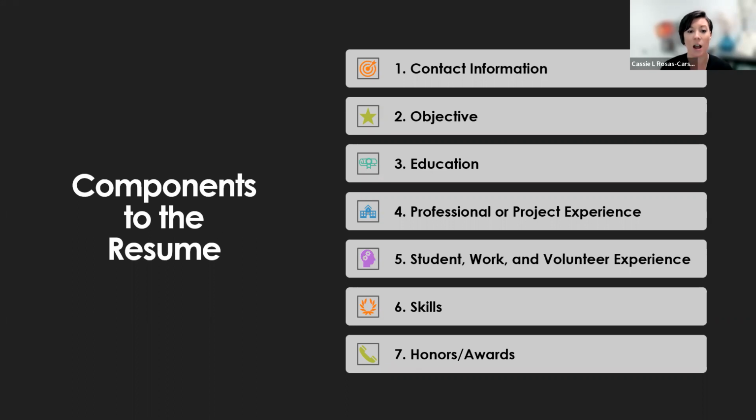The next thing on your resume that you want to see is your education, as this is going to be the most valuable part of your resume at this time as you're a student, a new professional. And so we want to make sure that your education is highlighted at the top. From there, it can be professional or project experience. It can be student work and volunteer experience, your skills. It could be honors and awards. This is where the resume is really customizable based on what experiences and what things you've accomplished over your time in college. And so you don't need to have all of these. You want the resume to fit you, not the other way around.